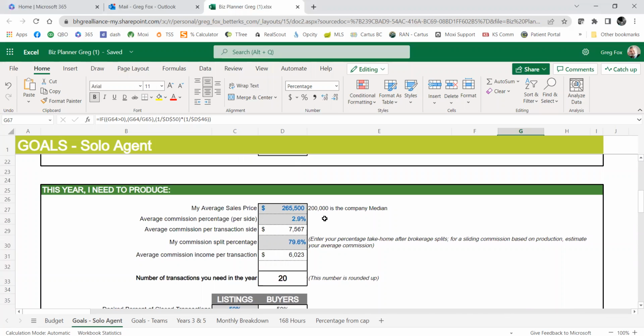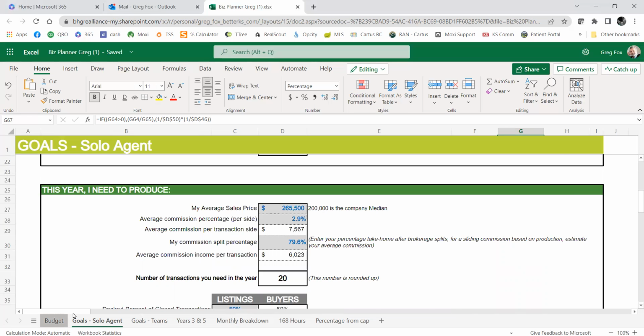It's so easy for us to say 3% is my commission rate, period. Well, is it really? I don't know. 2.9 here. I've seen some people in the company down to 2.4. You've got to know what your rate is if you're going to figure it.